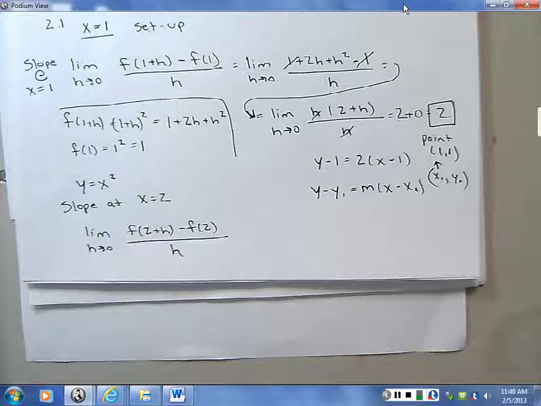Keep in mind, you need to keep your limits. So if you have a limit equals algebra, that's not correct. It's a limit equals algebra equals a limit, algebra equals a limit, algebra. So you need to keep those limit signs through your equal signs.